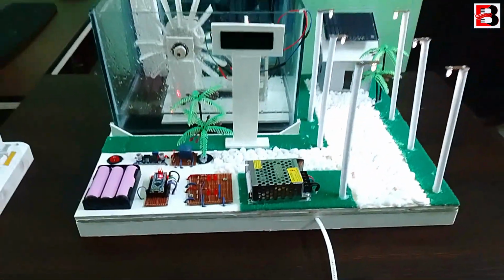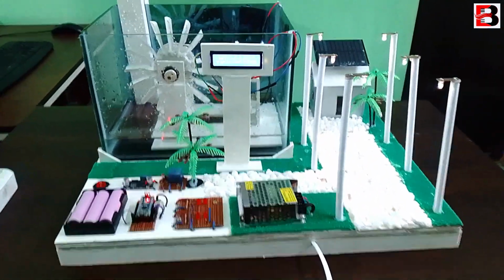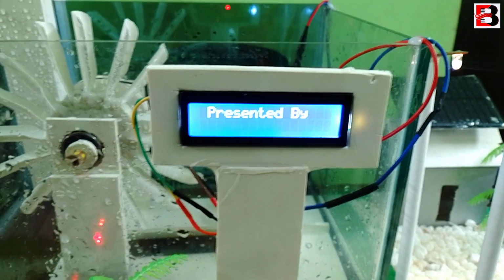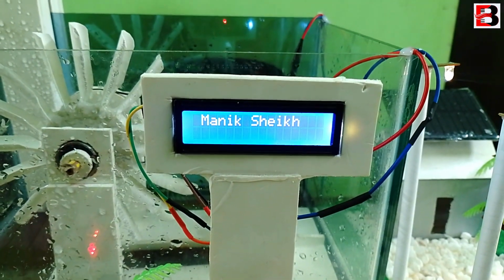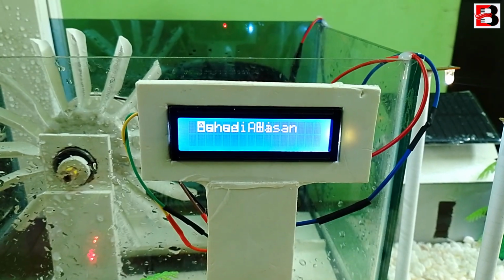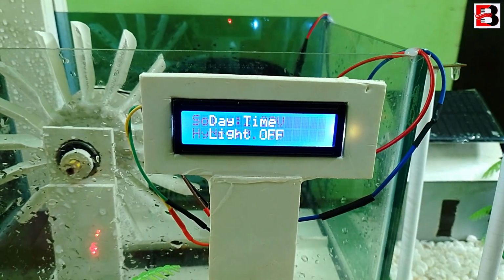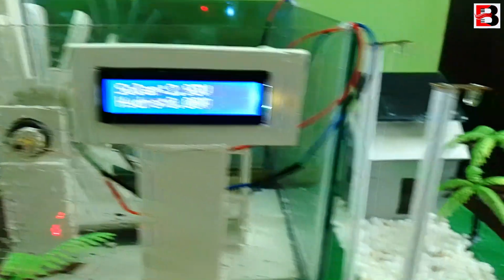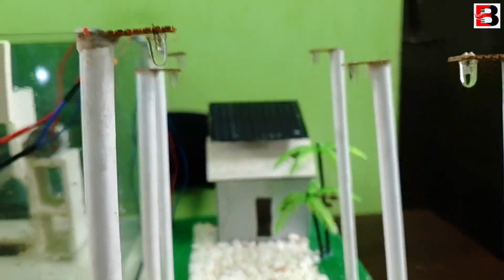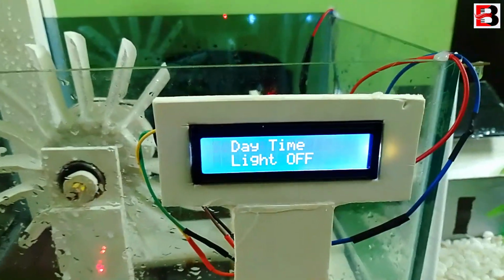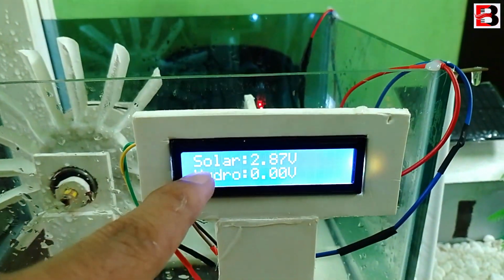You see here that our system is on now, and the LCD is showing different types of data, and also showing the participants' names. Here we will show our solar voltage, hydropower plant voltage, and daytime light off. So it's our street light operation, and it's showing here that it's daytime, and that's why the light is off now.